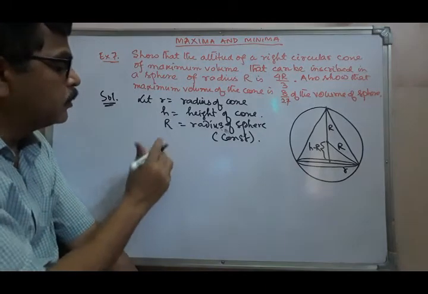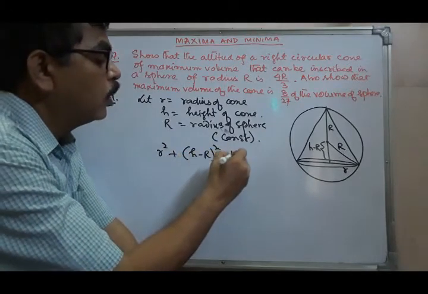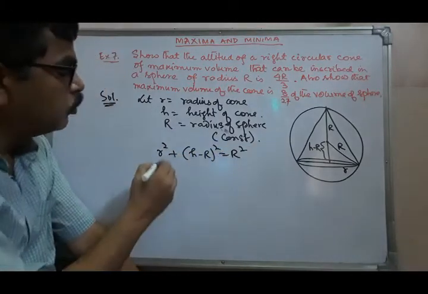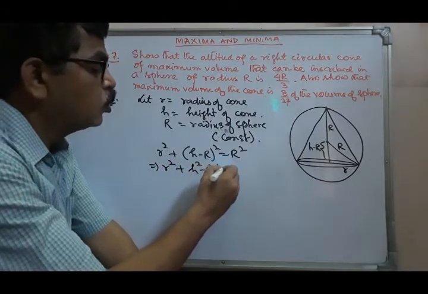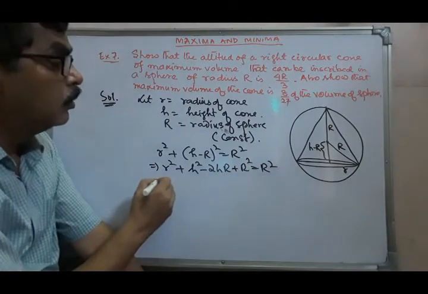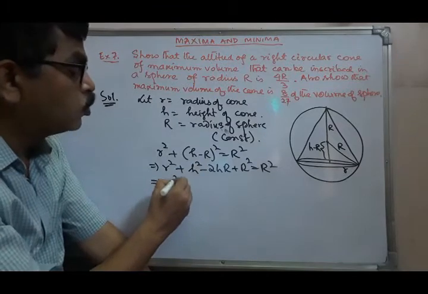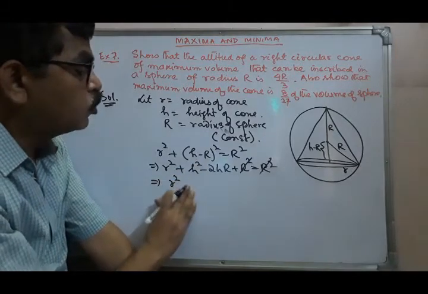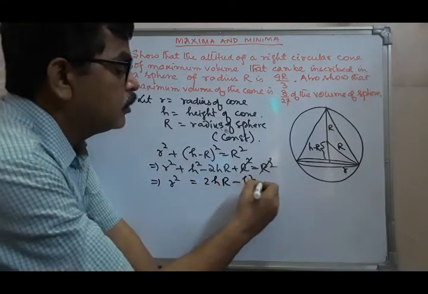R square plus (h minus capital R) whole square equal to capital R square by Pythagoras theorem. So R square plus h square minus 2hR plus... then what will we get? R square equal to 2hR minus h square.